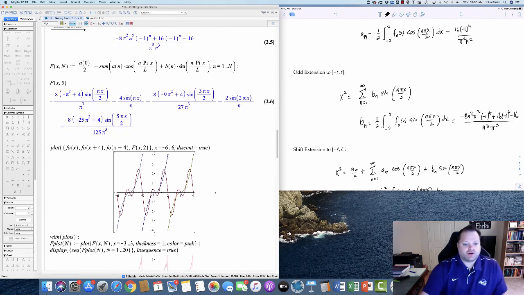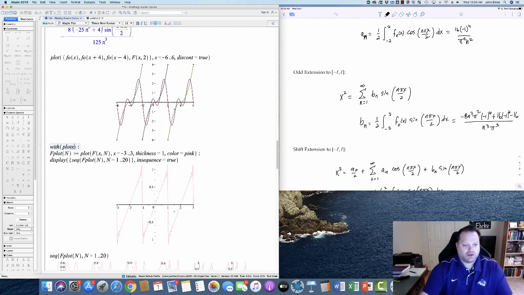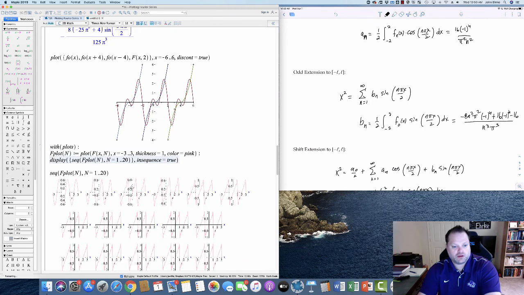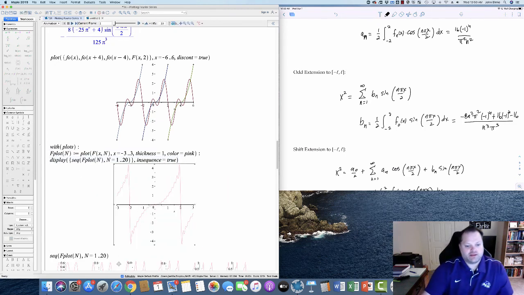And so there is our first attempt at the representation of the function, the odd extension of the function x squared. We'll do a couple more looks at it, and there is the Fourier series representation of that. But notice we still get those large overshoots. And as time goes on, can we make this better?